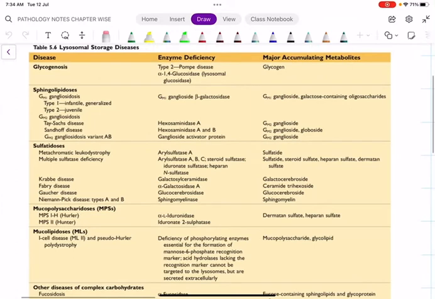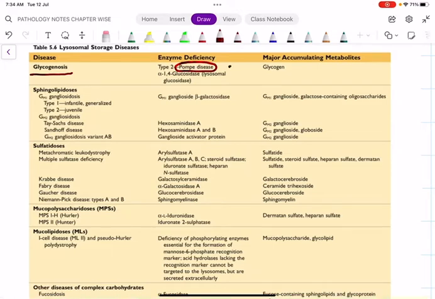So as far as glycogenosis, that is glycogen storage disorders, are concerned, the most important thing is Pompe's disease. Remember, Pompe's disease is the only GSD which is an LSD. That means Pompe's disease is the only glycogen storage disorder which is actually a lysosomal storage disorder.